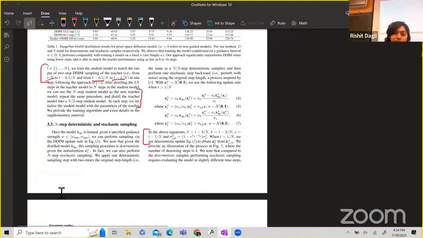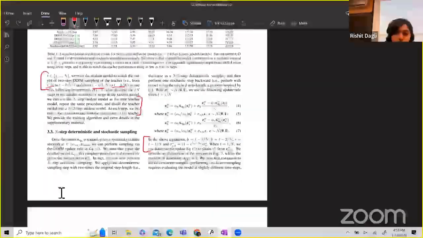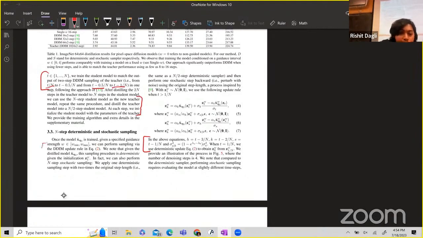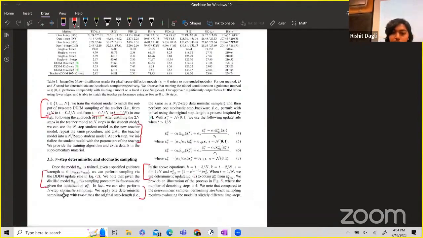And then they also have this section on n-step deterministic and stochastic sampling. So what they say over here is, we can perform sampling via the DDIM update rule. So we were just talking about the DDIM update rule, and we note that given the distilled model x eta 2, this sampling procedure is deterministic. So we apply one deterministic sampling step with 2 times the original step length.